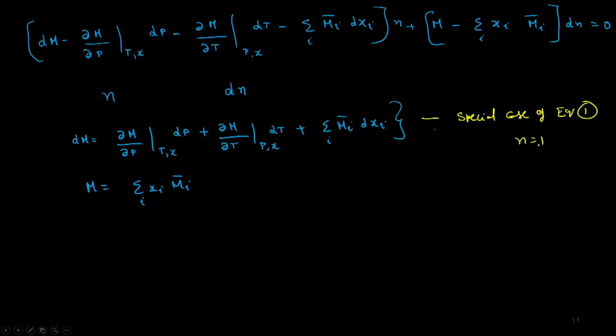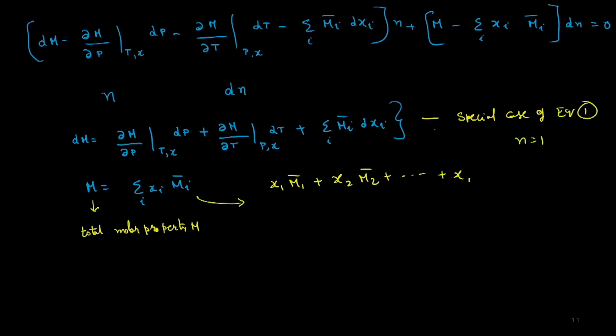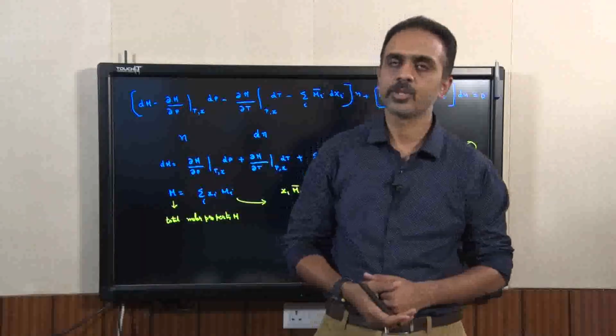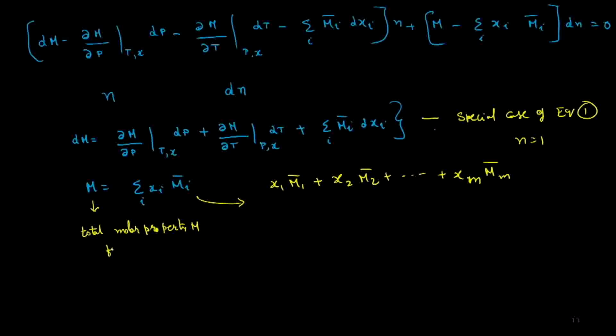The second equation, however, is an outcome of this whole exercise. It says that the total molar property m is equal to the summation of the partial molar properties weighted with the respective mole fractions, xi mi bar. So you weight all the partial molar properties with their respective mole fractions and add them, and that will give the total molar property for the mixture. This is an important outcome.